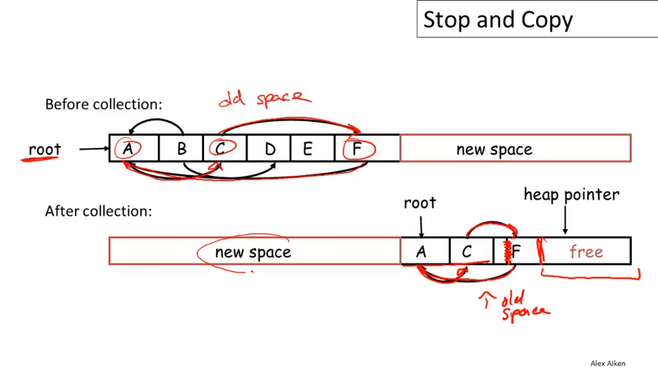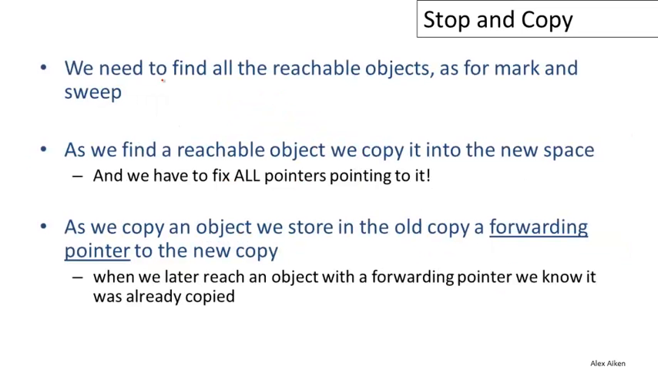And this is now the new space, which we will use for the next garbage collection. To summarize the discussion so far, one of the essential problems in stop and copy is to make sure that we find all the reachable objects. And we saw this same problem with mark and sweep garbage collection. Now, the thing that really distinguishes stop and copy is that we're going to copy these objects. So when we find a reachable object, we copy it into the new space. And that means that we have to find and fix all the pointers that point to that object.